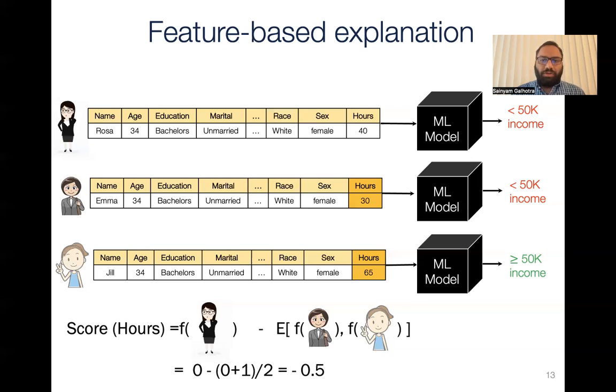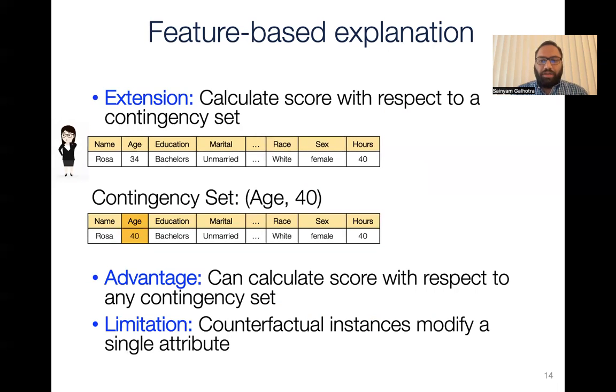This counterfactual score models change in a single feature value, and this may not capture all possible changes in the features of the input record. Therefore, this approach has an extension to consider a contingency set, which models a fixed change in a set of attributes. For example, if the contingency set says age equals 40, then we consider a modified version of Rosa who has age equals to 40, and then construct feature-based scores based on perturbing the values of different features.